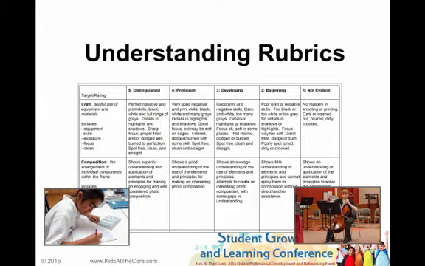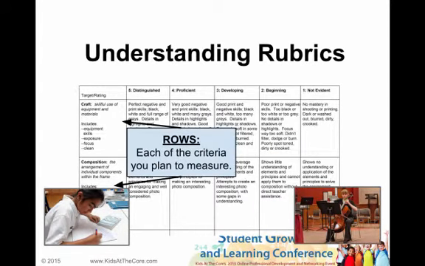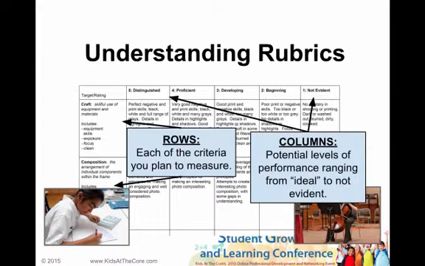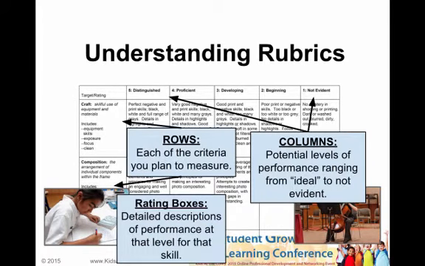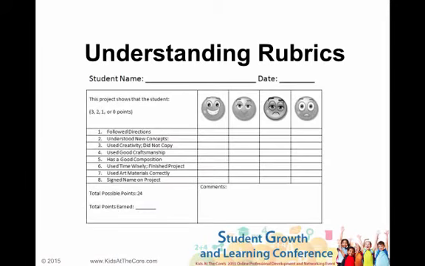So a great rubric typically is designed with rows that show each of the criteria you plan to measure. These are each of the essential pieces for this task. And of course, it's not going to define everything you might be able to measure, but only those things you've decided are really important. The columns typically represent the ranges and levels of performance. Usually this ranges from ideal to not evident at all. And then each of those rating boxes should be a detailed description of what performance should look like at that particular level. Let's look at an example rubric.